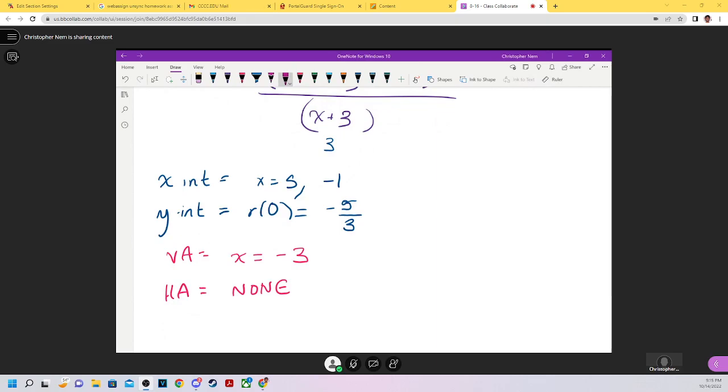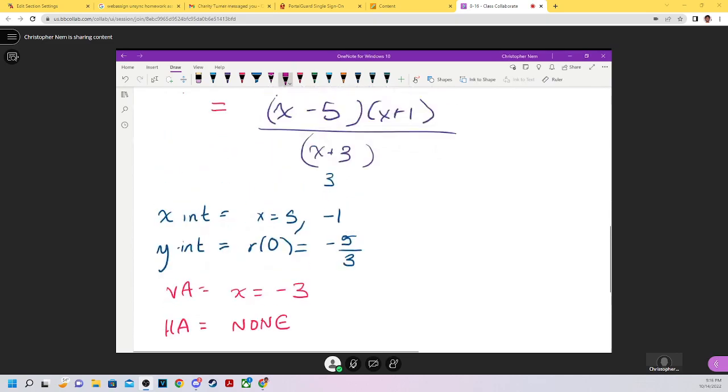But because the degree is higher than 1, it is 1, I'm sorry. The degree is 1 more than the denominator. I am going to have an oblique asymptote. So let's do long division out.